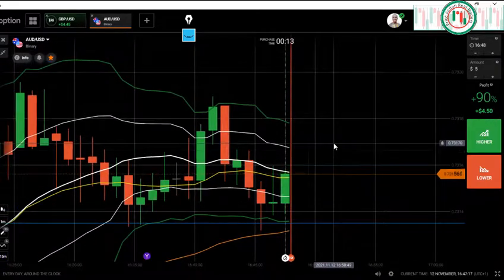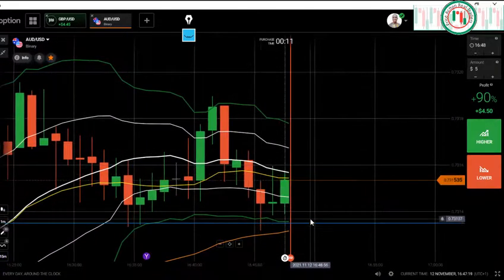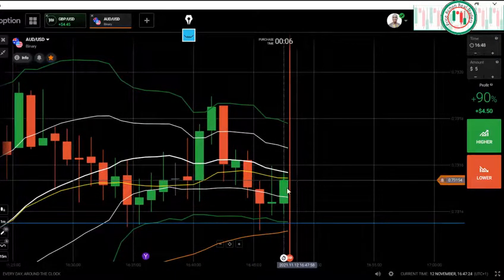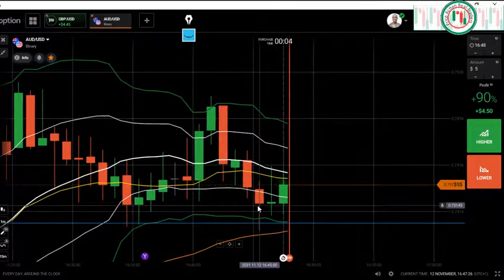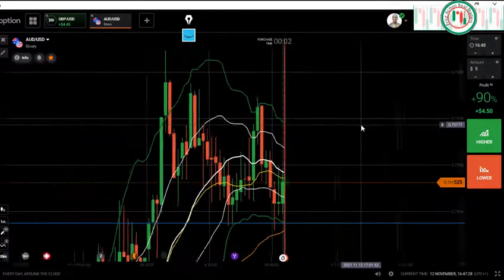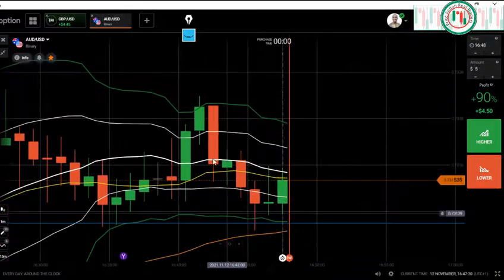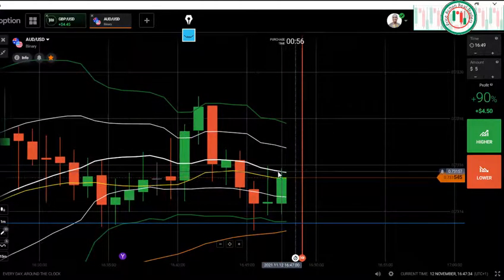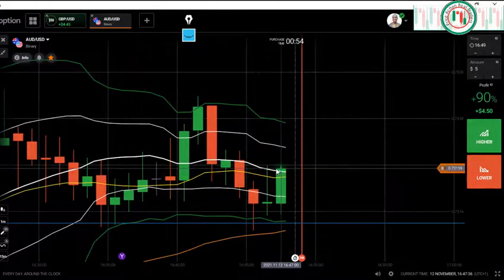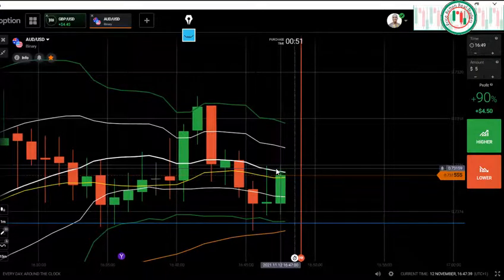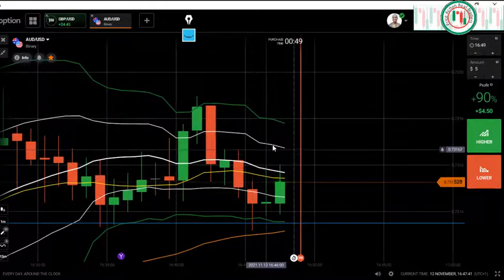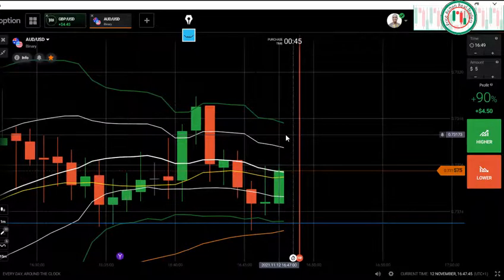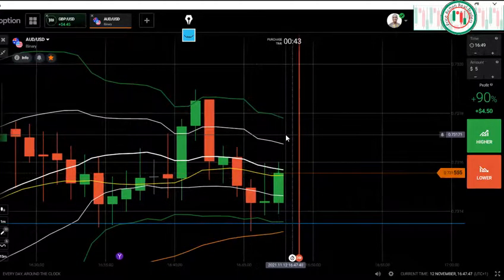Here, this is Morningstar pattern. Market is trying to create Morningstar pattern here, and the major trend is uptrend. Here is our reversal area, but this area is consolidation area. This area is consolidation between middle Bollinger Band. It's a consolidation area.